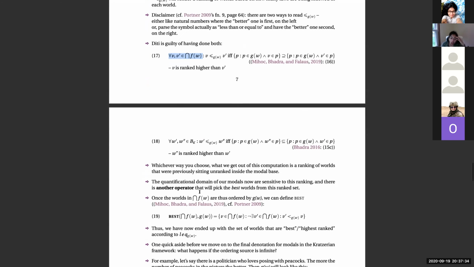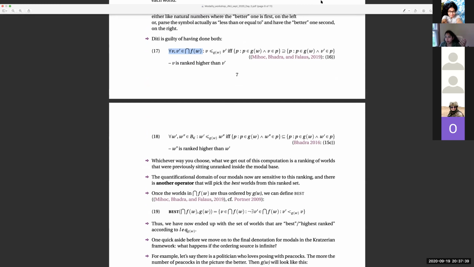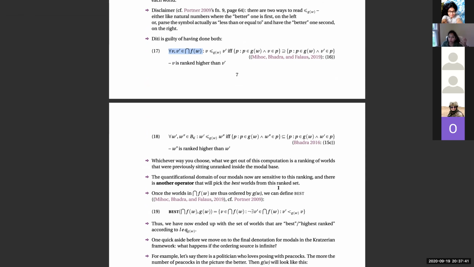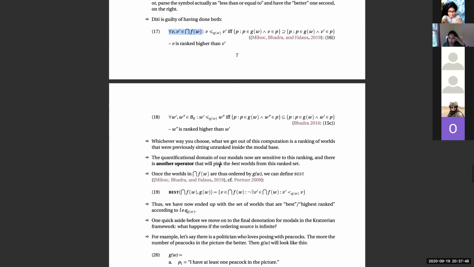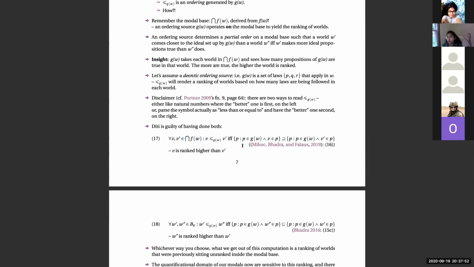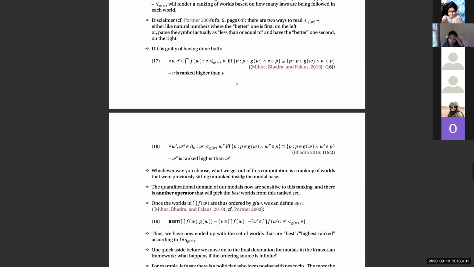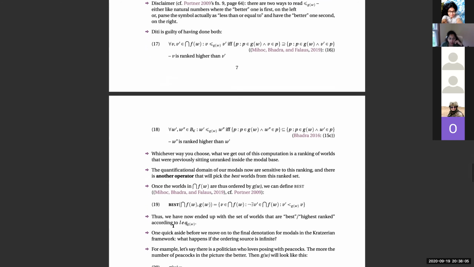Now what about the quantificational domain of modals, right? The modals are now suddenly sensitive, have to be sensitive to this ranking. So you need another operator that will pick out the best worlds from this ranked set. Now you ended up with a ranked set. What does the modal do? You need an operator that looks at the ranked set and gives you the best worlds. There are various ways to write this. We wrote it this way, so I will just present this.